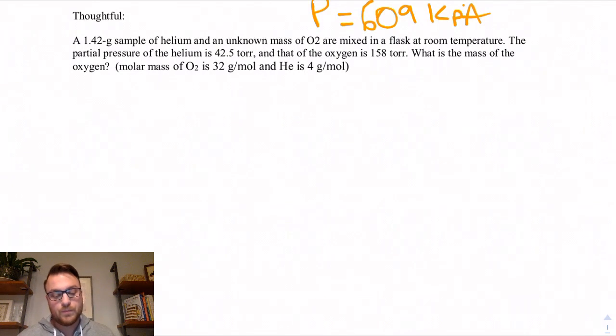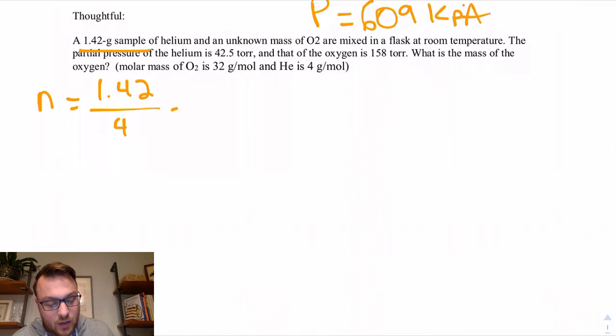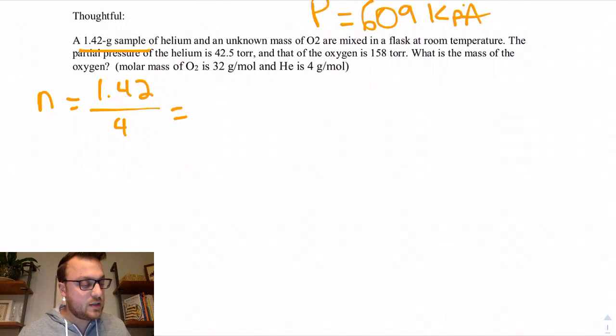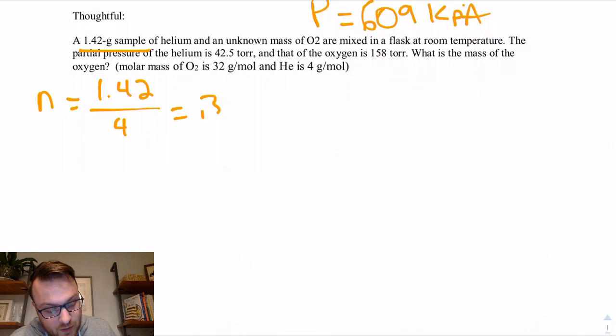And let's see how you would go about doing that. So you have a 1.42 gram sample of helium. I know right off the bat, I'm not going to read the rest of the question. I'm given grams, so I'm just going to convert that to moles right now. So for your n, you are given 1.42. Helium has a periodic weight of 4, and that was given to you in the problem. So your n for helium is 0.355.